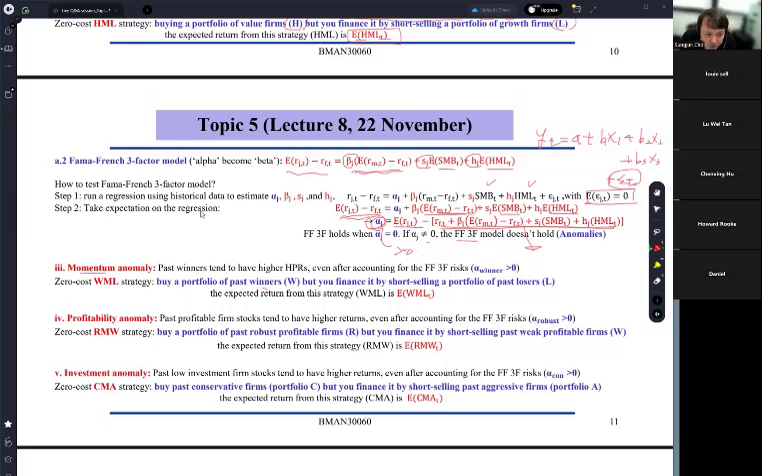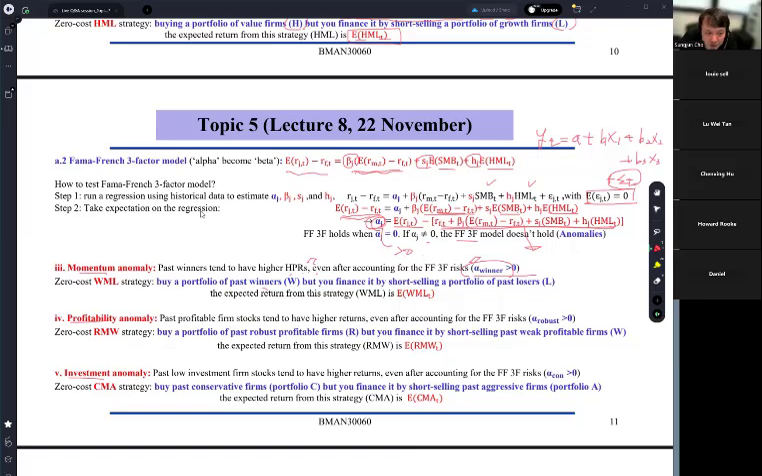So there are three famous Fama-French three-factor anomalies. The first one is momentum, the second is profitability, the third one is the investment anomaly. So what is the momentum anomaly? If you invest into a group of past winners, you tend to get higher holding period returns. Now, this part is important: even after accounting for the Fama-French three-factor risk. So it's not just about getting a positive return, it's about getting alpha. So alpha on the winner group: investing into a group of winning firms, past winners, you're going to get extra return.